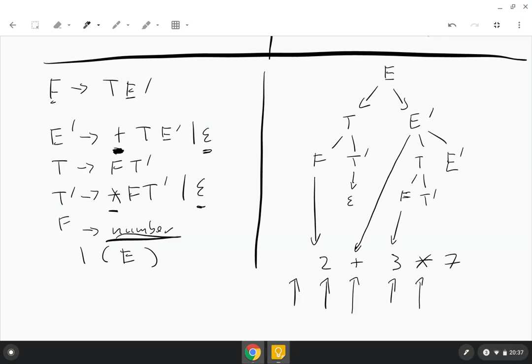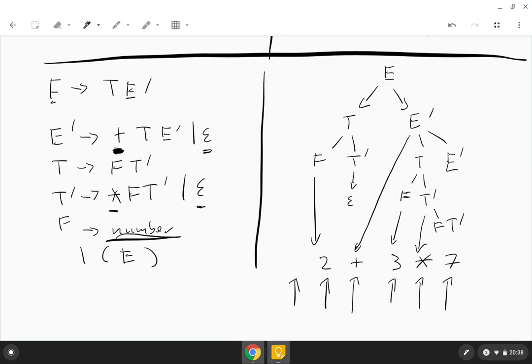So now our look ahead is on the star symbol, and we're trying to substitute T prime. For T prime, there are two options, star F T prime or epsilon. So which production do we choose? Star F T prime, because that's our look ahead token. So we process star, and that moves our look ahead token. And then we have to process F and T prime.